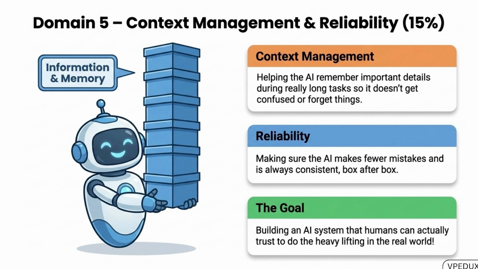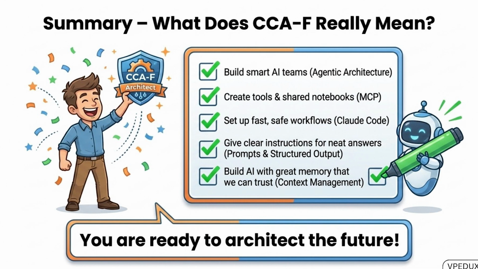Domain 5 is context management and reliability. It focuses on helping AI maintain and use context efficiently during long or complex tasks. It includes techniques to improve reliability, reduce errors, and ensure consistency. It also involves managing context across multiple agents so they do not lose track of information or become confused. The goal is to build AI systems that can be trusted in real world scenarios.